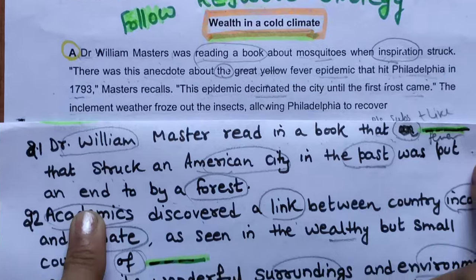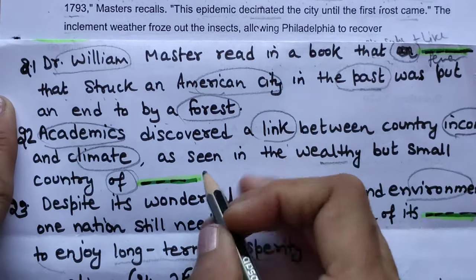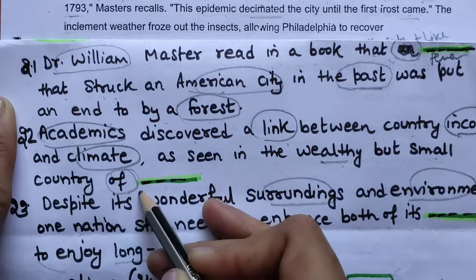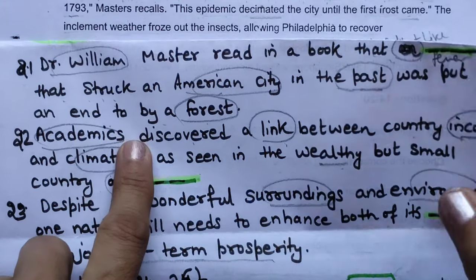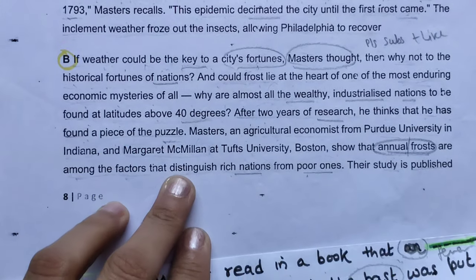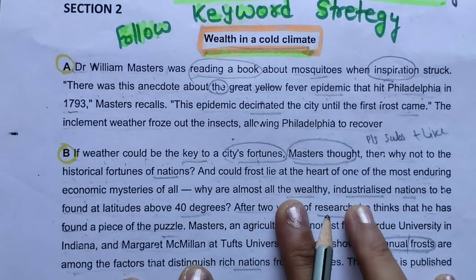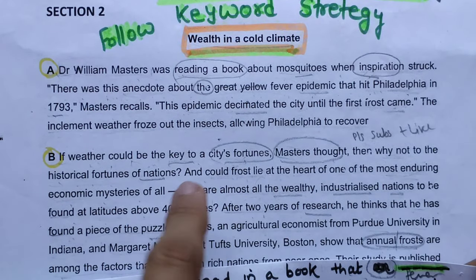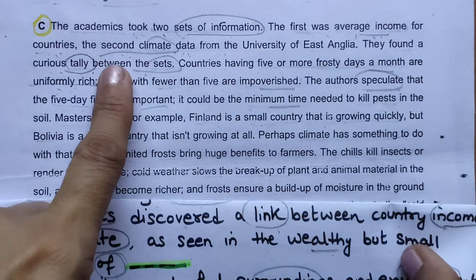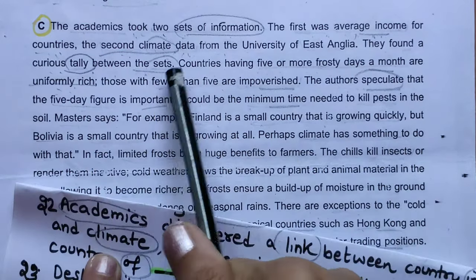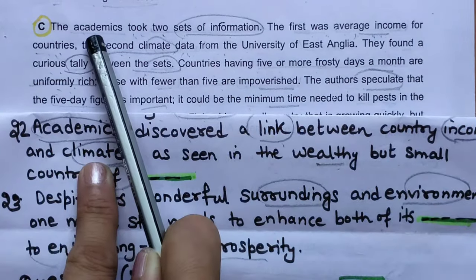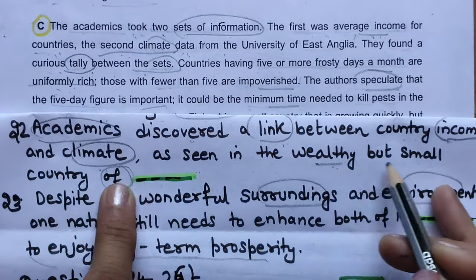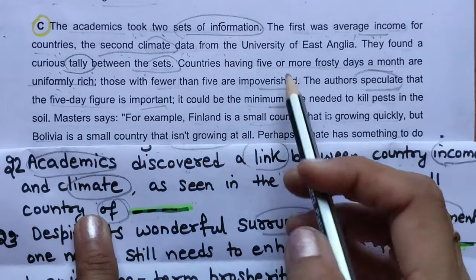Okay, and then the second number, next question: academics discovered a link between country income and climate as seen in the wealthy but small country of dash. So academics discovered a link. The link kind of thing was, I think, in the next paragraph, where they were talking about two sides of income. In this paragraph, they were talking about correlation between income and climate. So academics discovered a link between country income and climate as seen in the wealthy but small country of, a very small country.